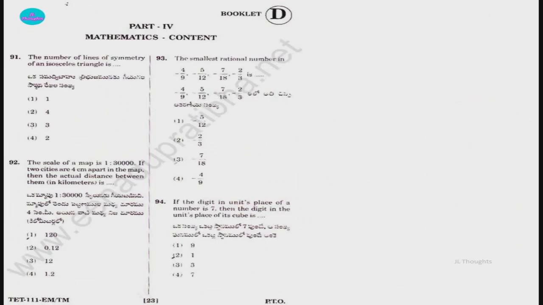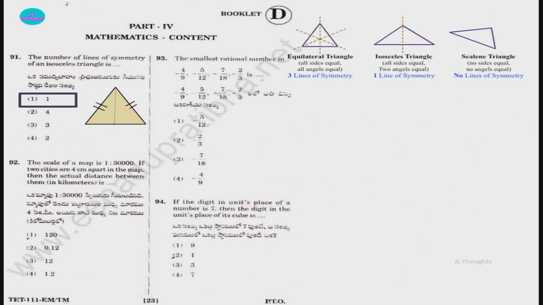The number of lines of symmetry of an isosceles triangle. Isosceles triangle means two sides are equal. So the number of lines of symmetry we get is 1. Only 1 line of symmetry. And if we see for an equilateral triangle, we get 3 lines of symmetry. Isosceles only 1. Scalene, no lines of symmetry because no sides are equal and no angles are equal.